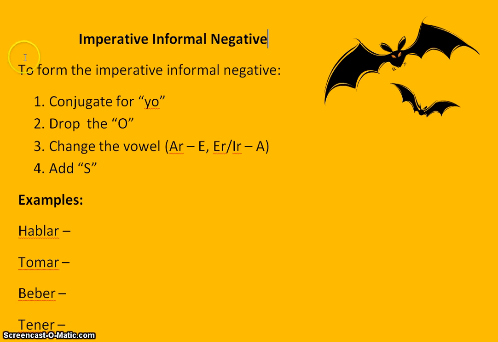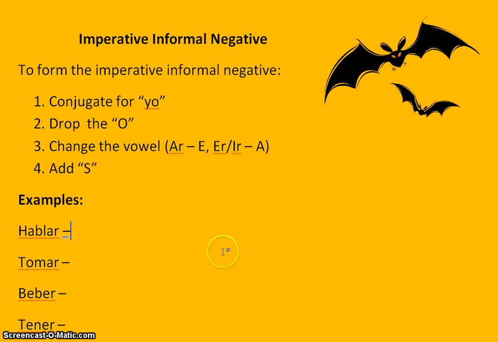All right, so to form the imperative, informal, negative verbs, step number 1 is conjugate for yo. Step number 2, you're going to drop the O. Step number 3, you're going to change the vowels. That means that AR verbs change to E and ER/IR verbs change to A, so you're going opposite vowels. And step number 4, this time you're adding an S. Do these steps look familiar to you? Do they remind you of anything? They should. They are the same steps that you had for imperative formal commands, except for this time, rather than the N, you're adding the S.